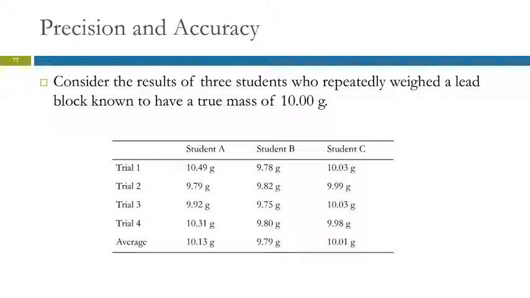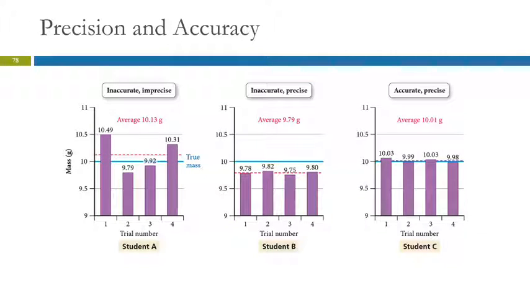So taking a hypothetical experiment with three students, A, B, and C. Give them a 10-gram lead block, so we know that it's 10.00 grams, and say, here, weigh this. They each weigh it 4 times, and they record their results, and then they record an average of the masses that they got. When we look at this table of numbers, it just looks like a bunch of numbers. So what we often do is graph things, because this helps us to see the patterns that are happening. So here we made bar graphs.